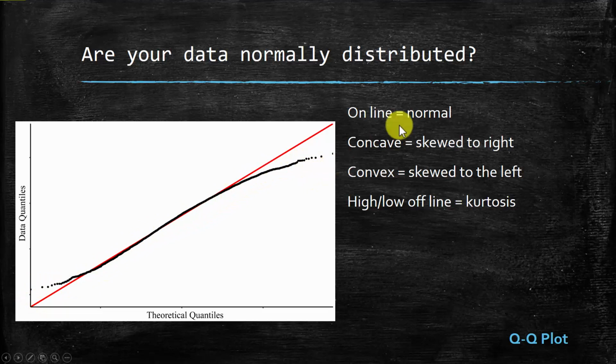Here are some general trends. If the data fall along this line, that would indicate that the actual data quantiles are fairly similar to the theoretical quantiles they would be if the data were actually normal. If it's concave, then that would indicate that it's skewed to the right. If it's convex, skewed to the left, and if you have divergence at high or low values, then that would indicate some issues with kurtosis.